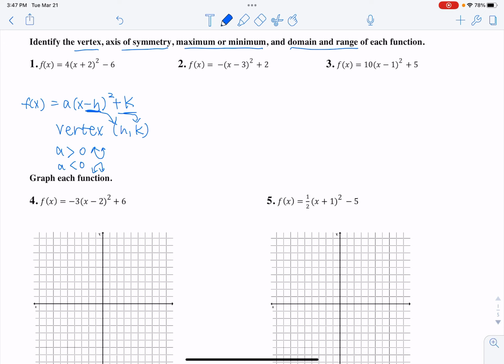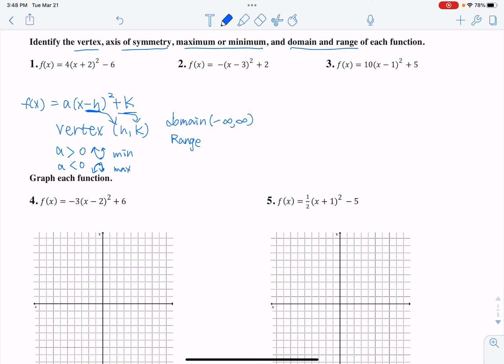If the graph opens upward, then the graph will have a minimum value. If the graph opens downward, the graph has a maximum value. For a quadratic function, the domain will be all real numbers, which is negative infinity to infinity. The range depends: if it has a minimum, then from the minimum to infinity. If it has a maximum, then it will be from negative infinity to the maximum value.